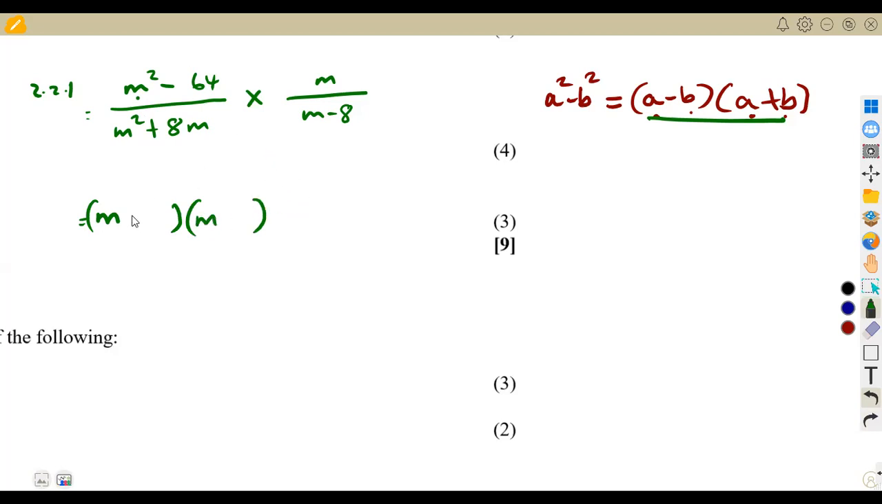Then one is going to subtract, another one is going to add. So we need the square root of 64. We simplify the square root of 64, we got 8. So this will be minus 8, this will be plus 8. So whether you start with m plus 8 or you end up with m minus 8, it's just one and the same. M plus 8 into m minus 8 is just one and the same as what we have here.